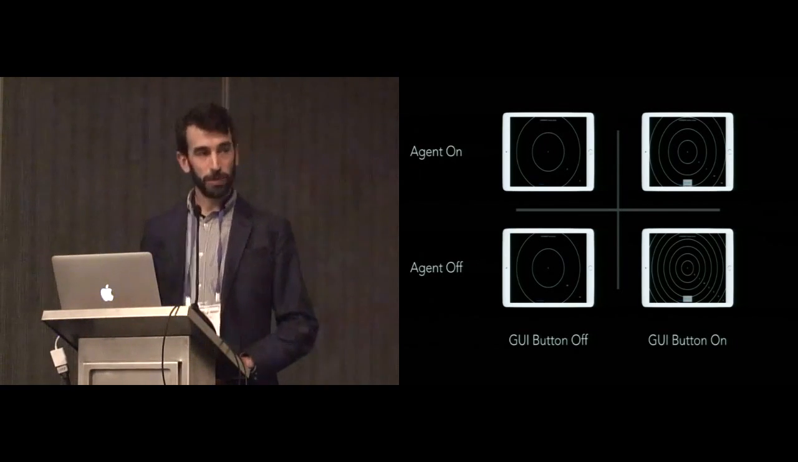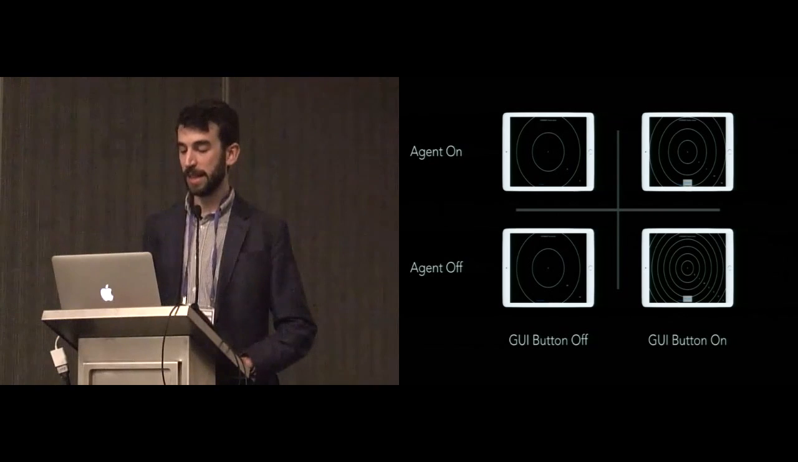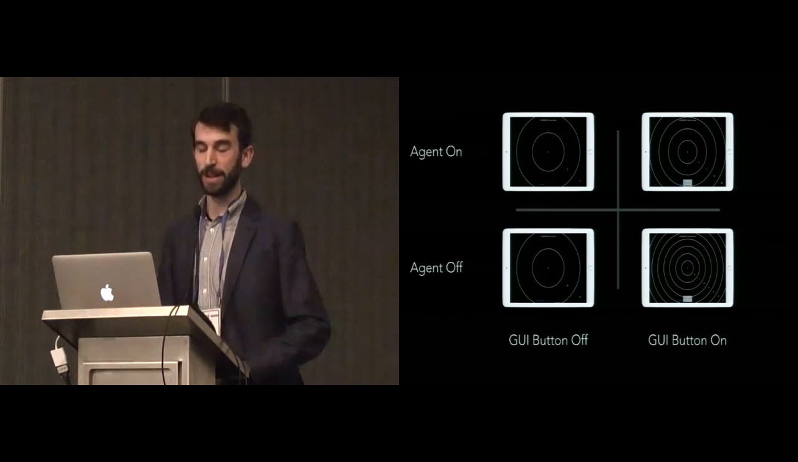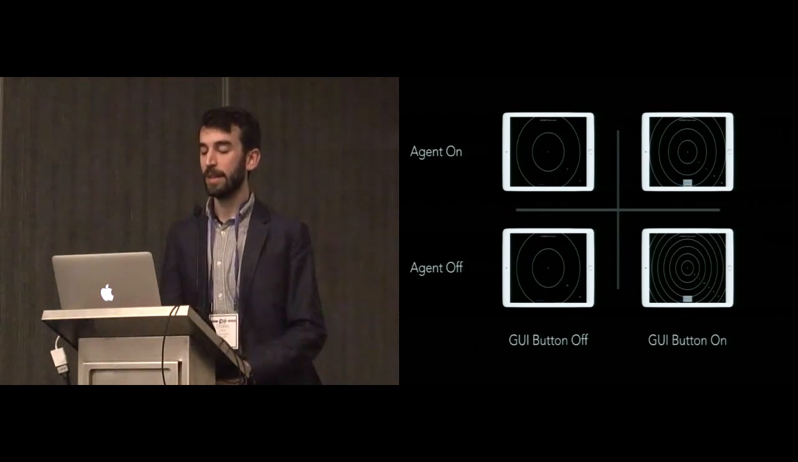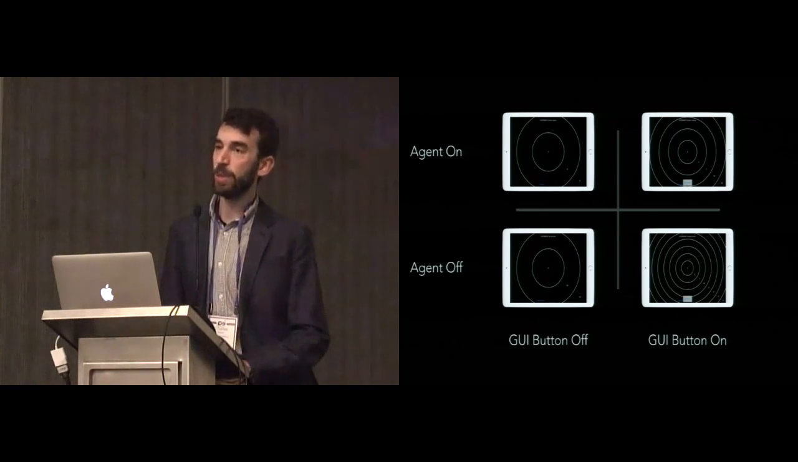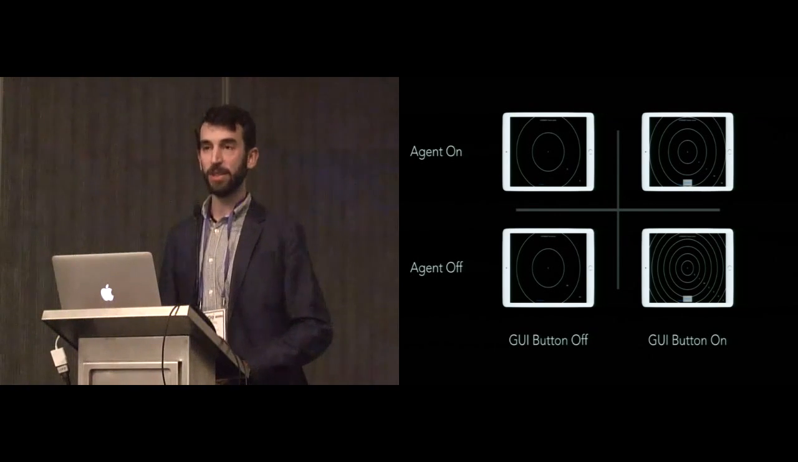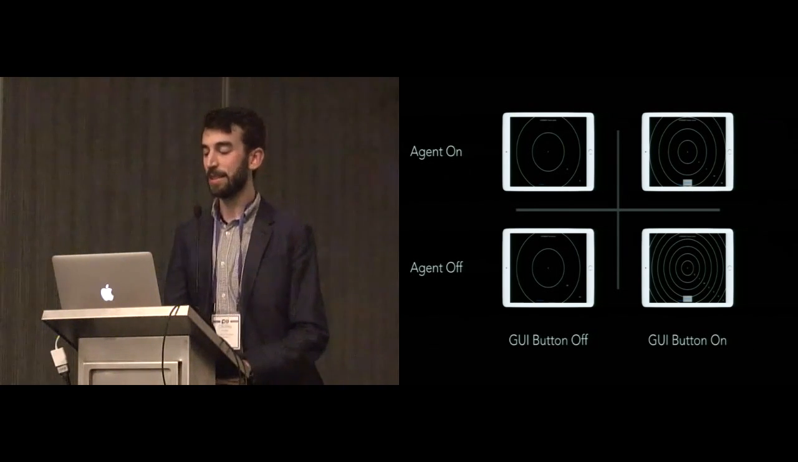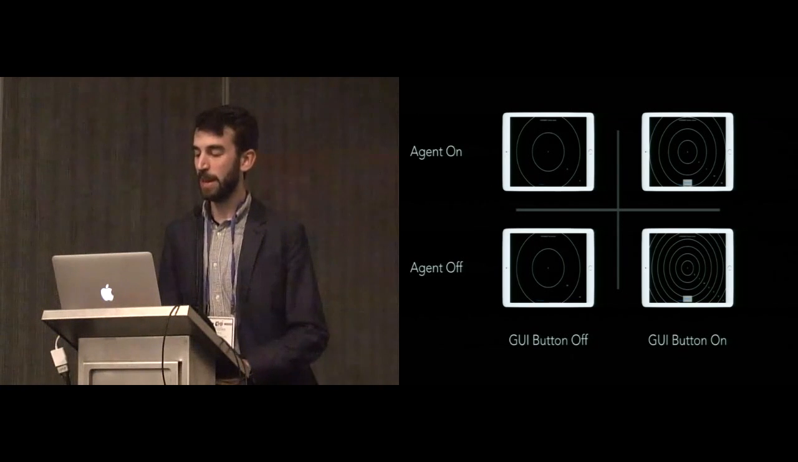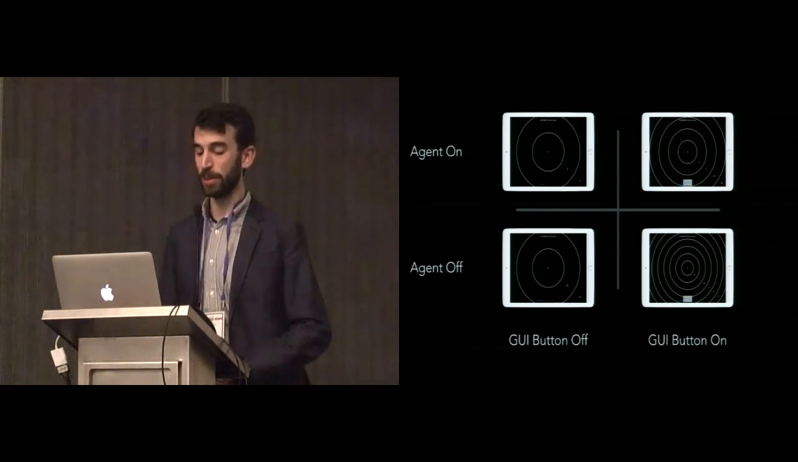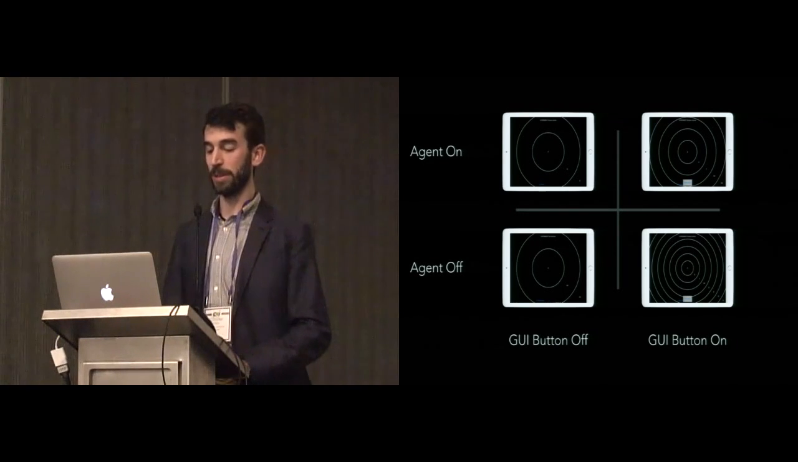We created a special version of our Phase Rings app specifically for this study, and this allowed us to create a 2x2 factorial design. This version allowed the GUI control and agent control factors to be switched on and off remotely, and this gave us 4 experimental conditions: nothing, with no agent and no button; button only; agent only; and both, where both the button and the agent were simultaneously active in the performance.